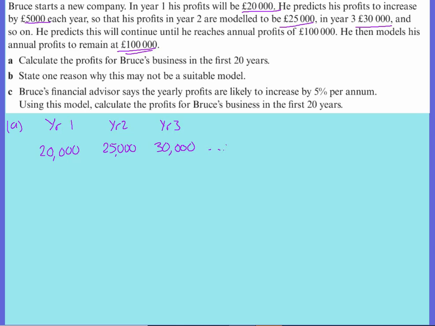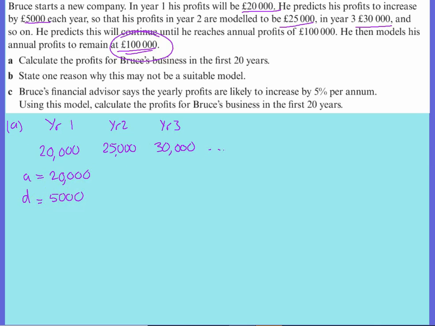Well, that's a bit tricky. This is an arithmetic sequence here. We can see A is 20,000. Let's write this down. So A is 20,000, and the difference is 5,000. But the problem is this bit here, where it stops when it reaches 100,000. So the first thing we've got to do is work out after how many years the profit is going to stop increasing and just remain stable.